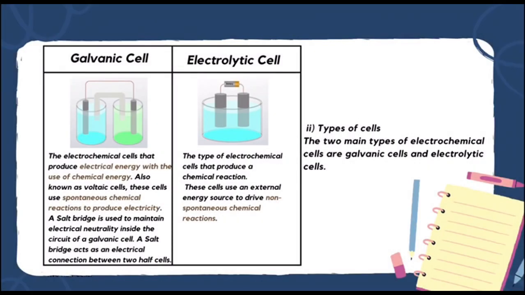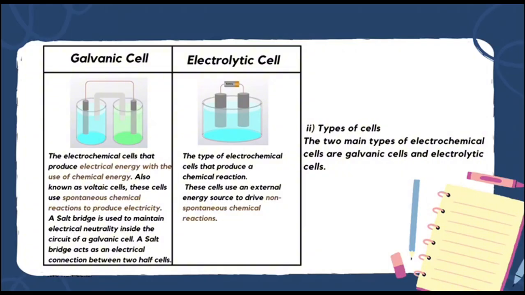Next are types of cell. There are two main types of electrochemical cell, which are galvanic cell and electrolytic cell. For galvanic cell, the electrochemical cell that produces electrical energy with the use of chemical energy, also known as voltaic cell. This cell uses spontaneous chemical reaction to produce electricity. A salt bridge is used to maintain the electrical neutrality inside the circuit of a galvanic cell. Salt bridge functions as an electrical connection between two half cells.